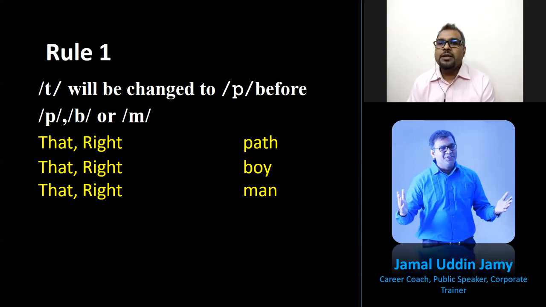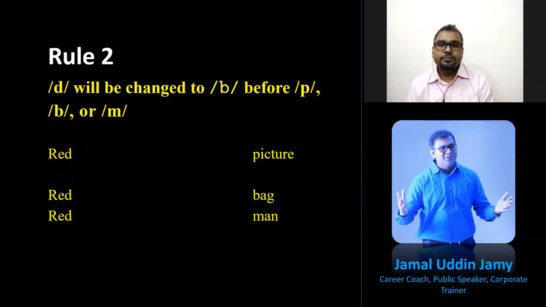Let's see some examples. That pot together, that pot; right pot together, right pot; that boy, right boy; that man, right man. Again, that pot, right pot, that boy, that man, right man. Ta will be changed to pa before pa, ba, or ma. That was rule number one. The more you practice, the more you become natural.